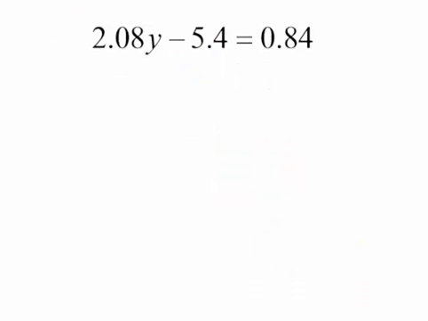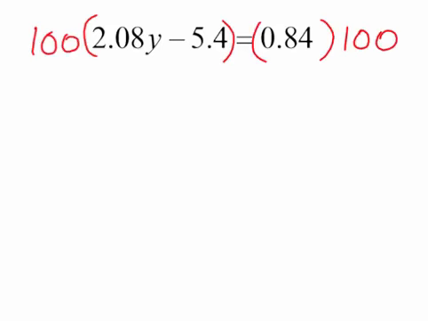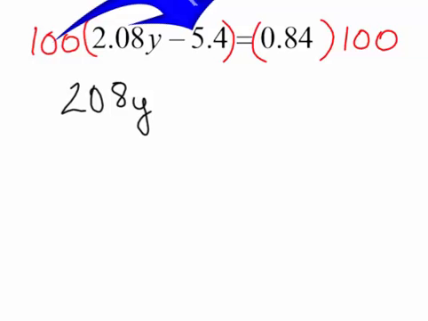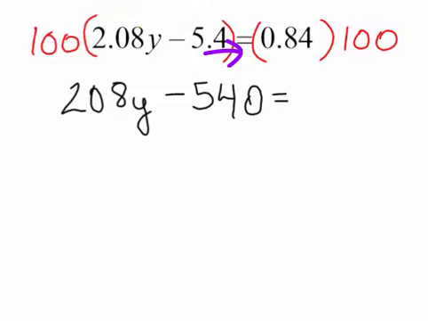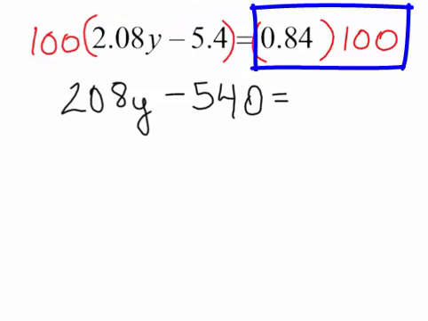2.08y minus 5.4 equals 0.84. What do y'all want to multiply by to get rid of these decimals? 100 is the correct answer. I will need to use distributive property. 100 times 2.08y is 208y. 100 times negative 5.4, that would be a negative 540. I move that decimal point 2 places to the right. On the right side, 100 times 0.84 is 84.